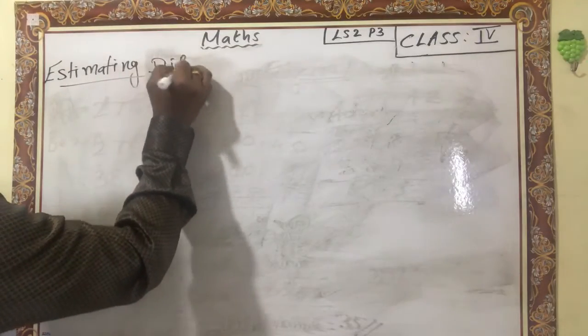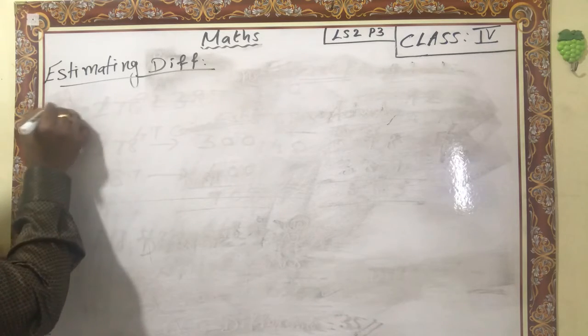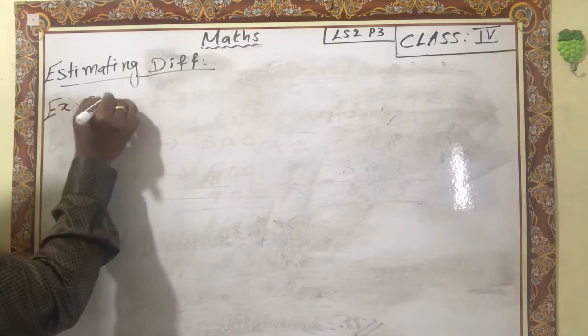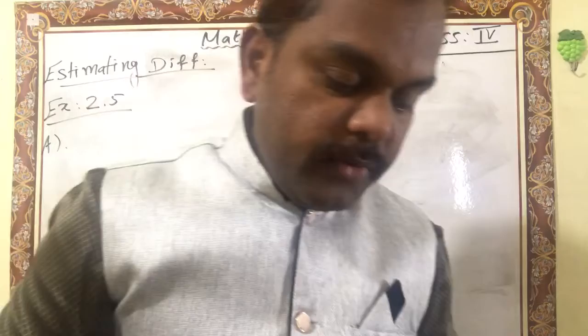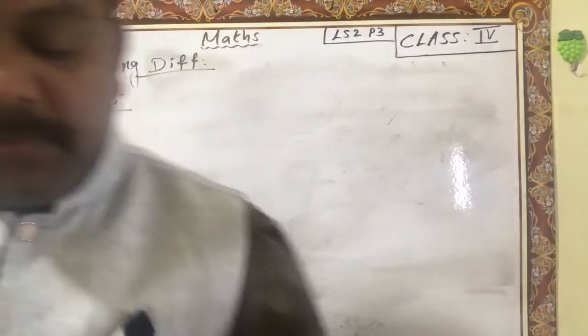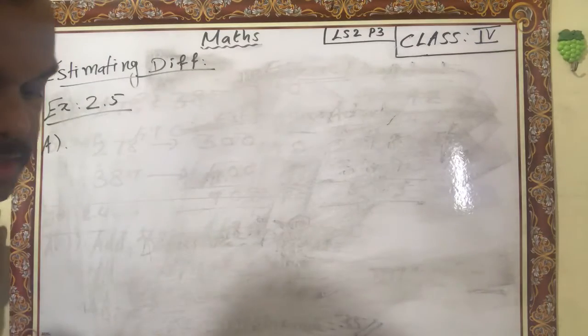Estimating differences. Differences means subtraction. Okay. Exercise 2.5 A. Estimate each difference to the nearest 10. Compare the actual differences. 52 minus 27.